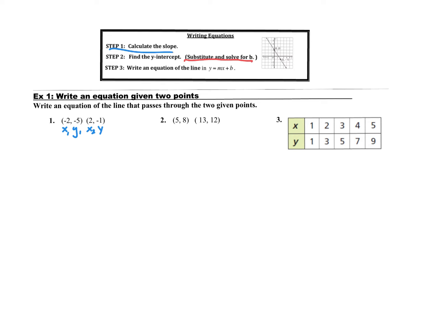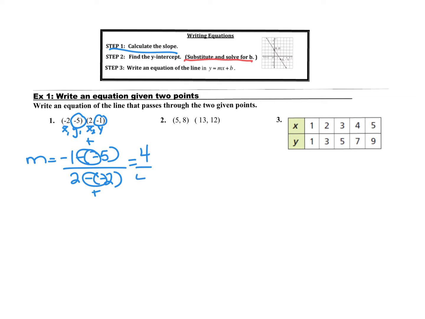So we're finding the slope. That's step 1 here. All right, so I'm going to take m is equal to -1 minus, now notice I have a negative here, -5, all over 2 minus, so I've got another negative here, -2. All right, so that's going to become a plus, this is going to become a plus. So -1 plus 5 is equal to 4, and then 2 plus 2 is equal to 4, so we have a slope of 1. All right, so that's step 1.